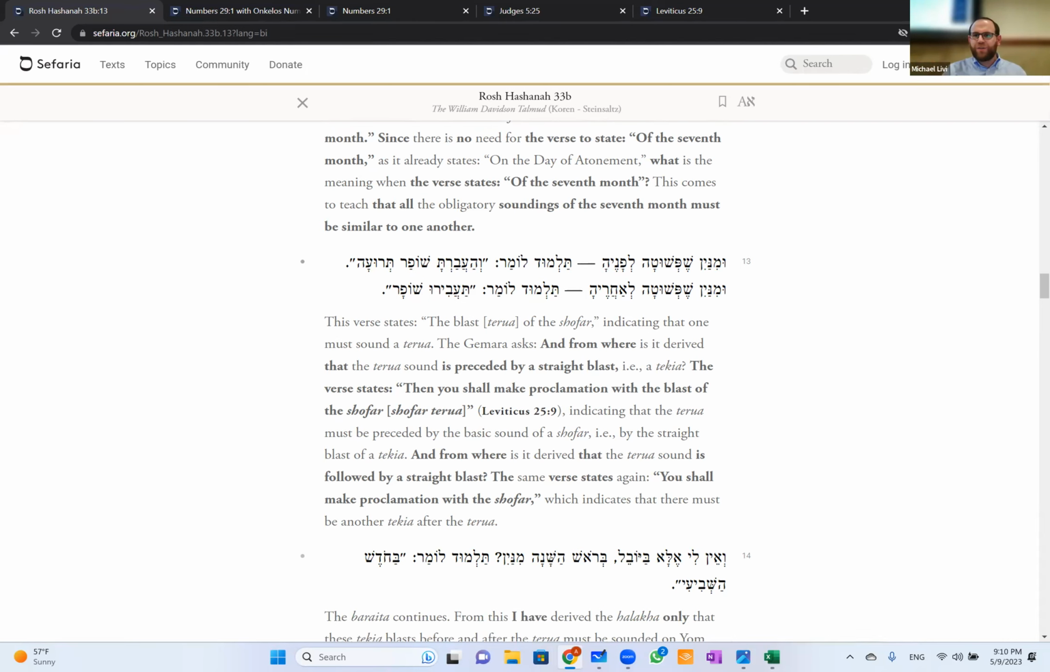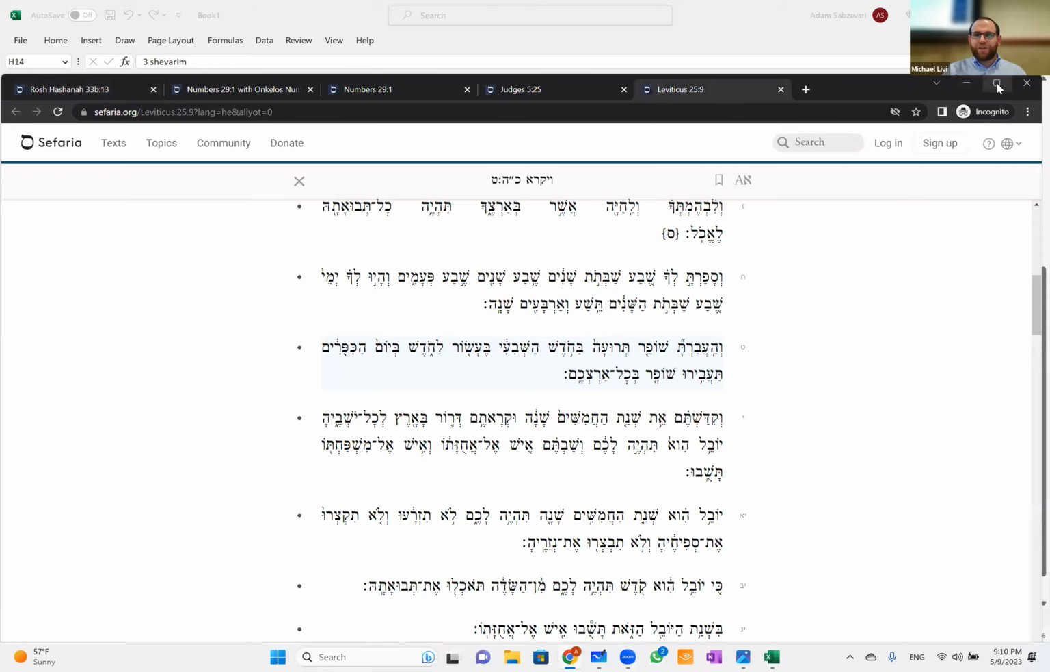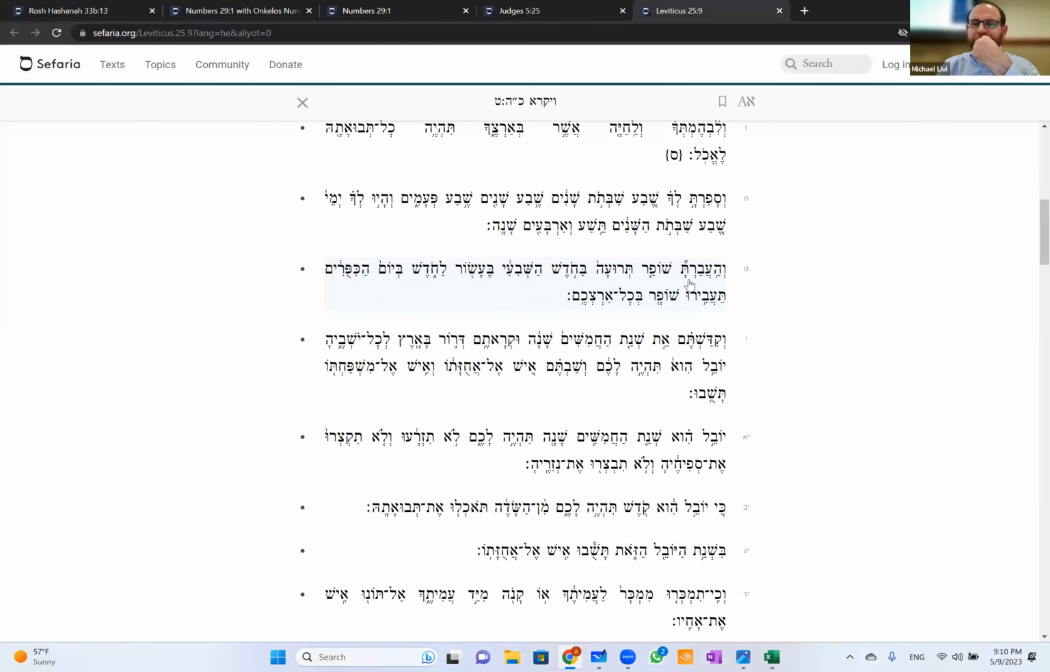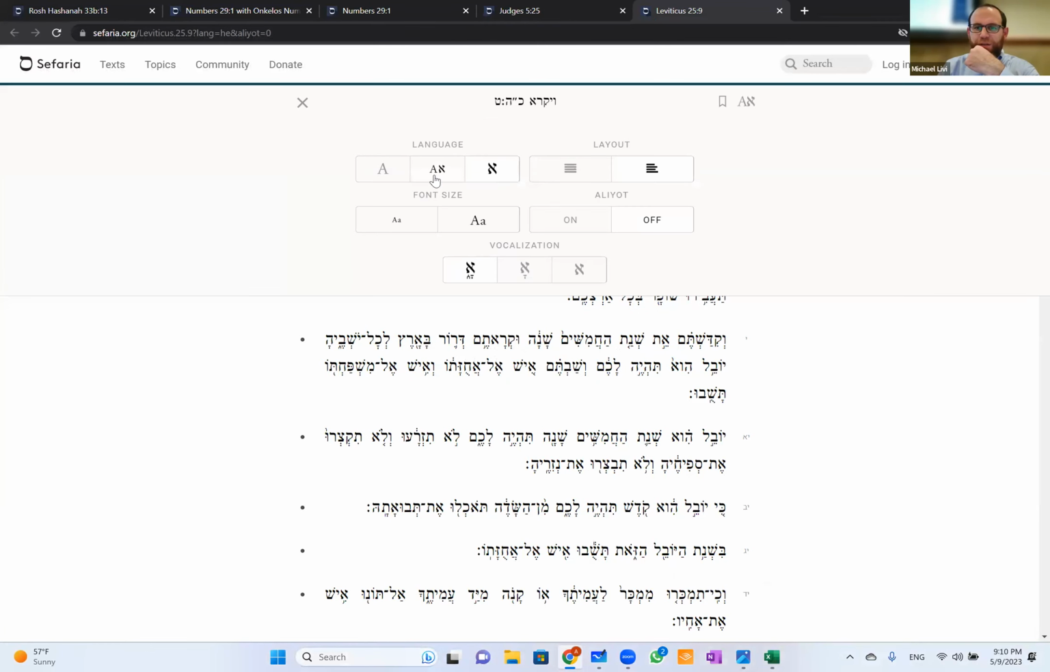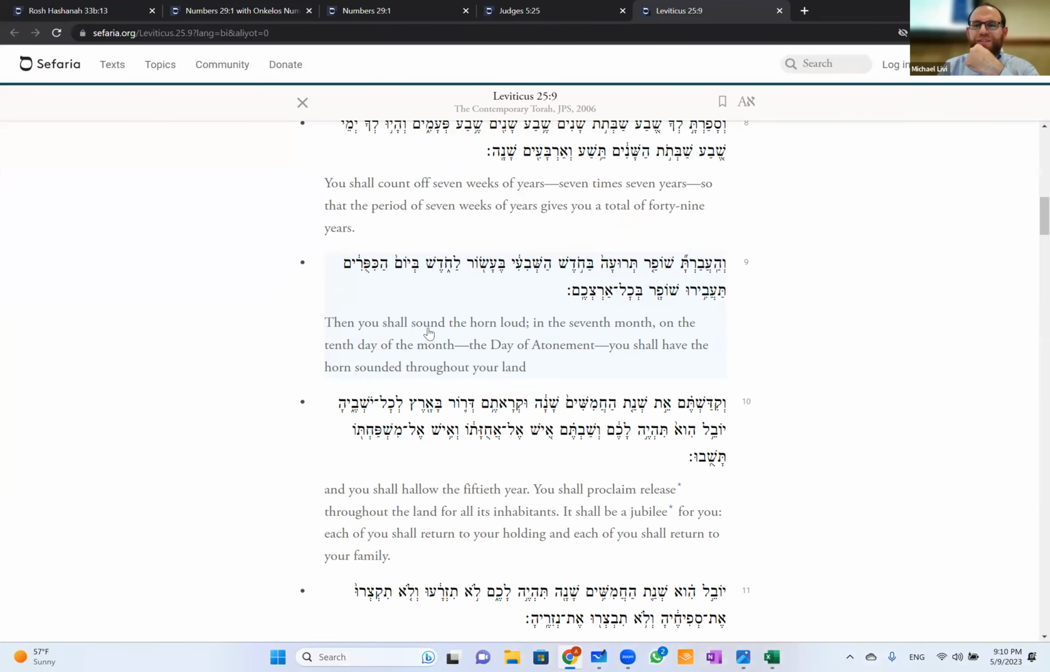Again, I'm going to show this to you because it's this week's parasha. Look at this week's parasha. It says, "V'ha'avarta shofar teruah." You should come to pass. Here, how do they translate it? And then you shall sound. This v'ha'avarta means you should sound the shofar with a teruah. Chodesh Shavi'i be'asur lechodesh, 7th month, 10th day. Yom Kippurim, on Yom Kippur, ta'aviru shofar b'chol aretzechem. And then he uses the word ta'aviru. Make a sound.